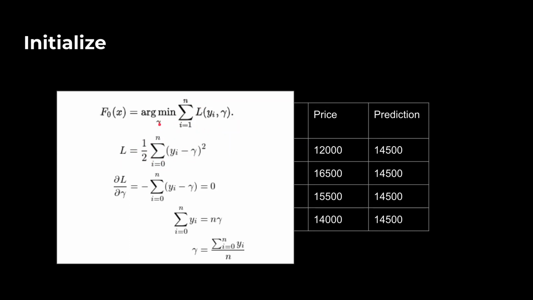And so how do we find the optimal gamma that minimizes? Well, we take the derivative, right? So in this case, the 2 cancels out with the half, and then we pull out the negative.